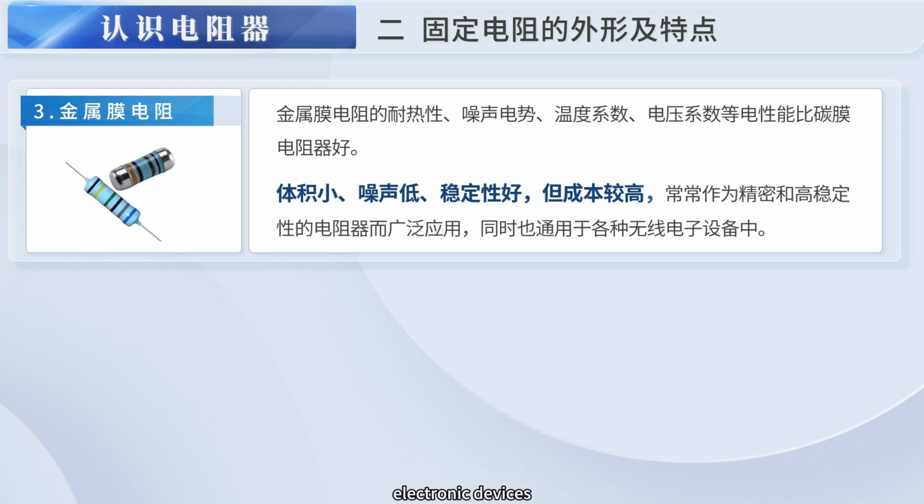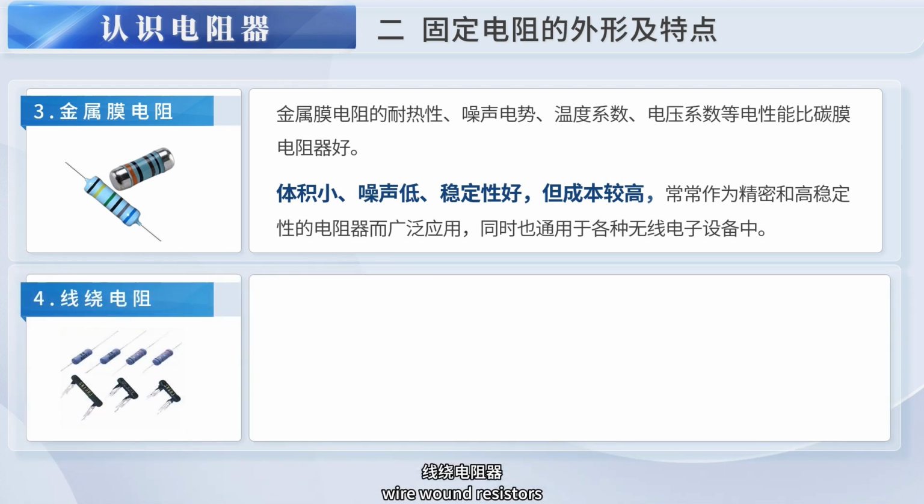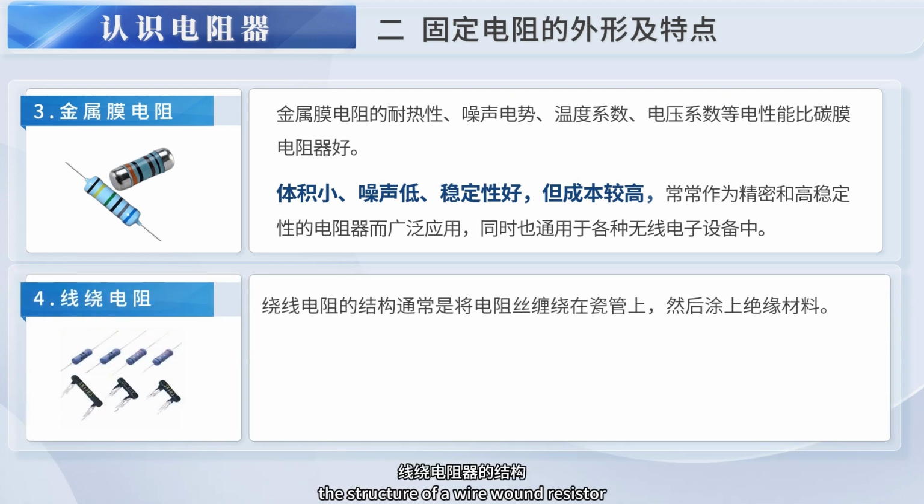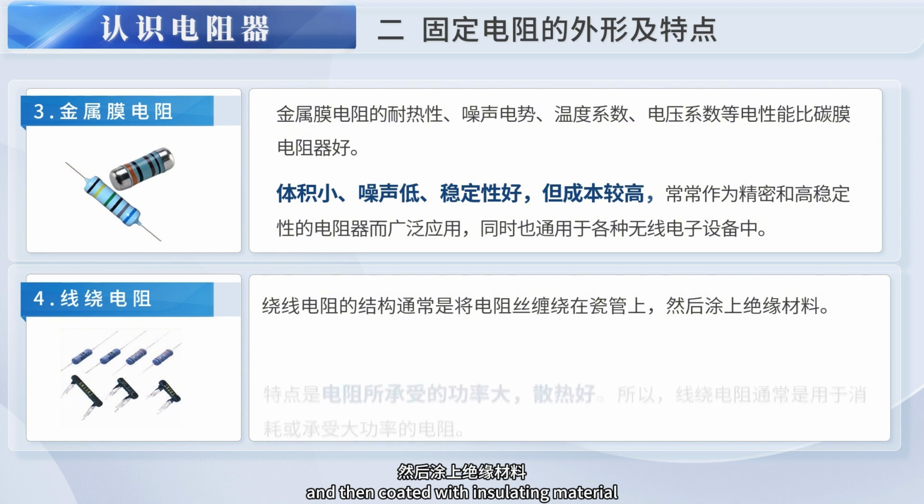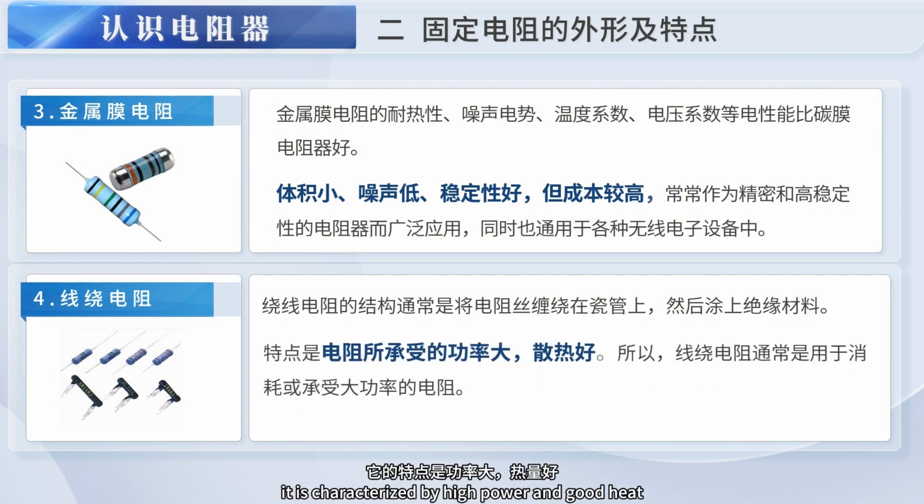electronic devices. Wire wound resistors. The structure of a wire wound resistor is usually a resistance wire wound on a ceramic tube and then coated with insulating material. It is characterized by high power and good heat dissipation, so wire wound resistors are usually used to consume large current and high power.